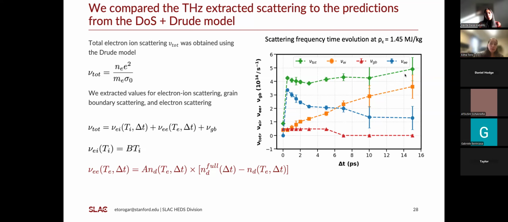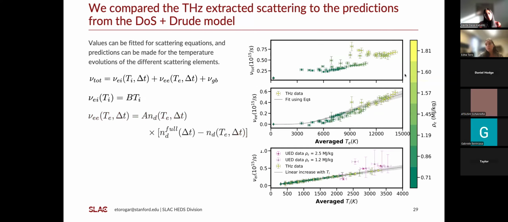And these equations that you're seeing here are the equations that we use to predict the system. So now, in order to see how our predictions work, we can observe here a plot where I have the different types of scatterings that can be predicted for copper. So I have the total scattering, electron-electron, and the electron-ion. And in green, I'm plotting the experimental measurements of the terahertz.